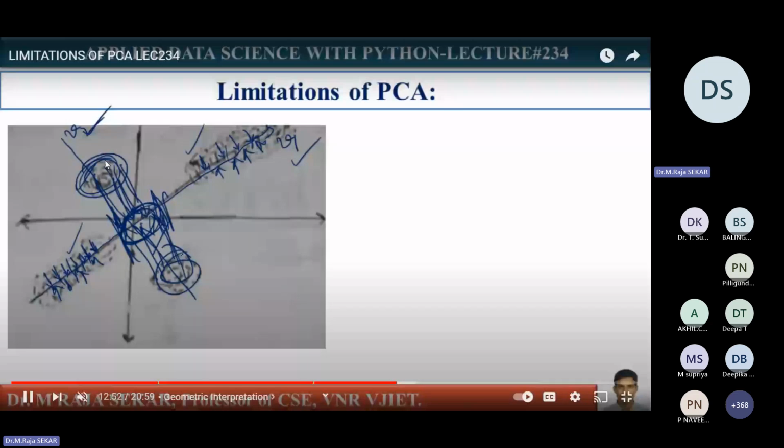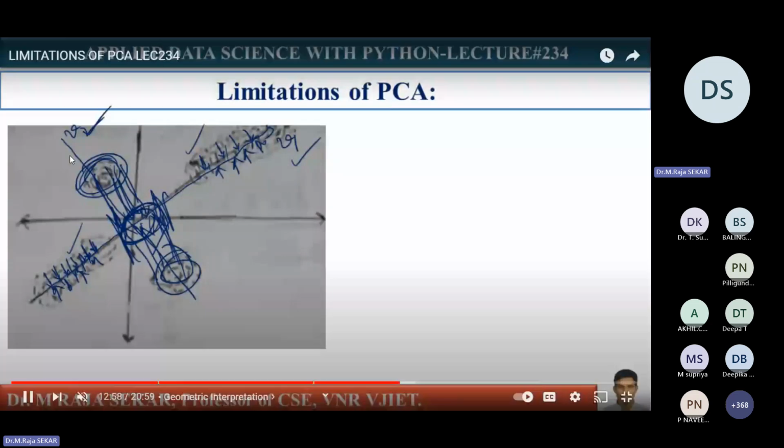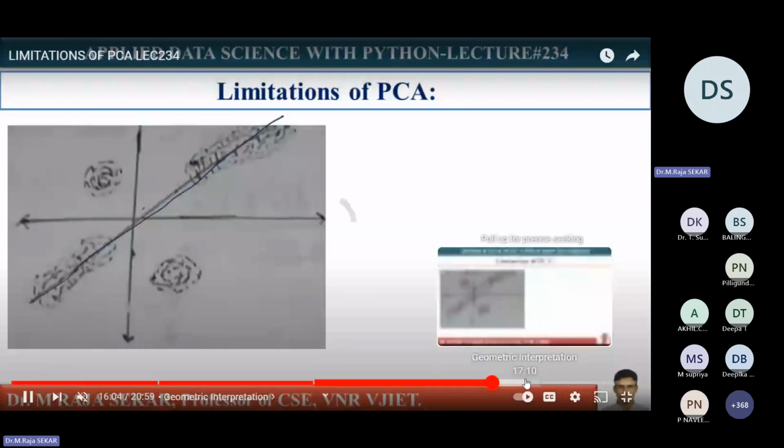If I would like to reduce this into a single dimension, what do I have to do? I have to remove V2. Why? Because it has less spread. In such a case, I will project all the points along V2 onto V1. In which case, these points and these points get overlapped. They will get overlapped here. That is another drawback.